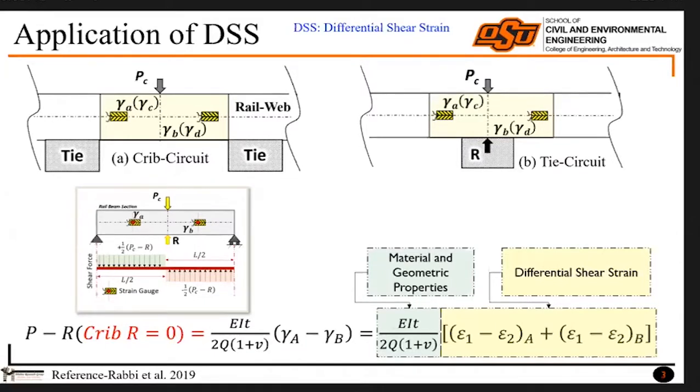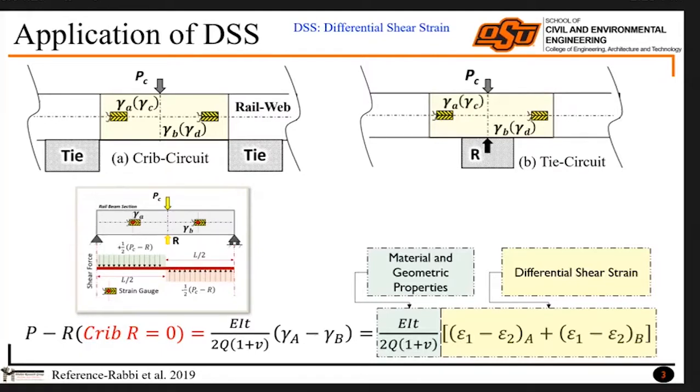So from crib circuit, generally it measures the wheel load or applied load. And tie circuit measures the resultant of applied load and also the reaction force that is experienced in between a rail and tie interface. So when we subtract those two things, we will get the rail tie interface reaction force. So here is the equation in the bottom showing that the yellow portion is from the differential shear strain part, and this differential shear strain is related to the applied load through geometric property of the rail.